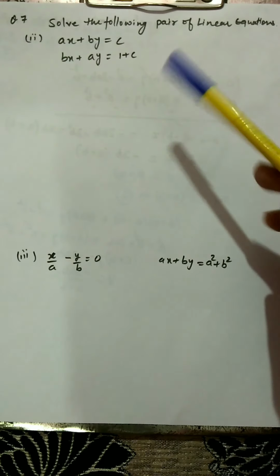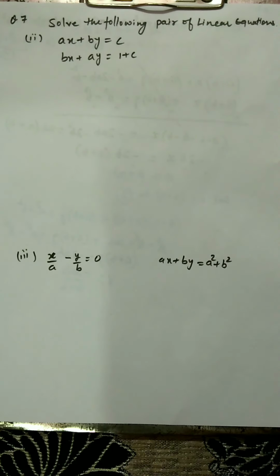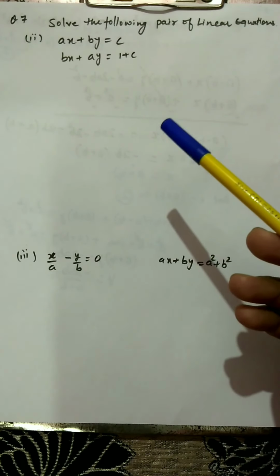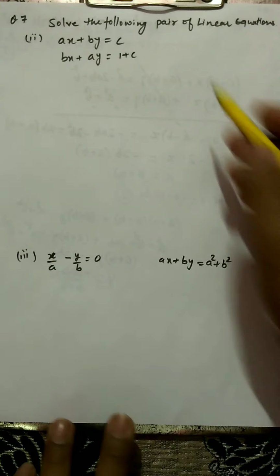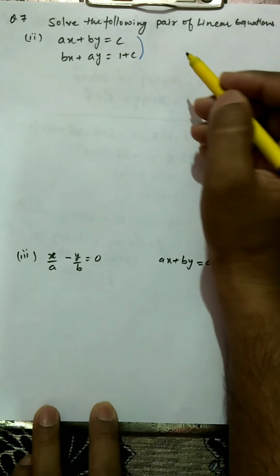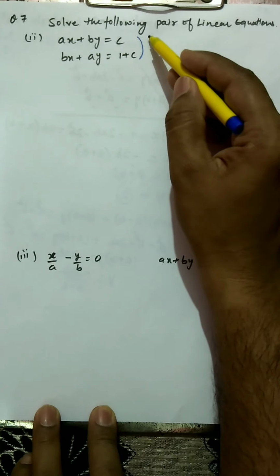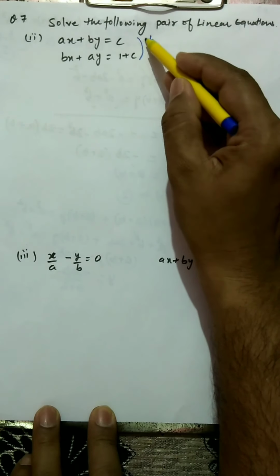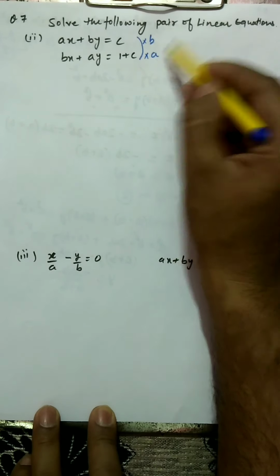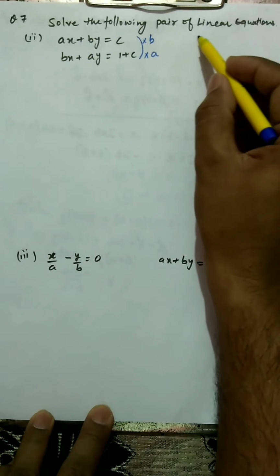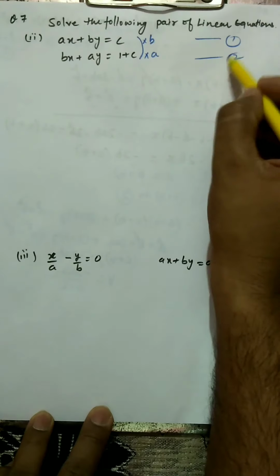Now this is the second part of question 7: solve the following pair of linear equations. You can see that ax + by = c and bx + ay = 1 + c. You can solve this with the help of the elimination method. I am going to multiply the first equation by b and the second equation by a. Now you see what happens. This is equation number 1, and this is equation number 2.